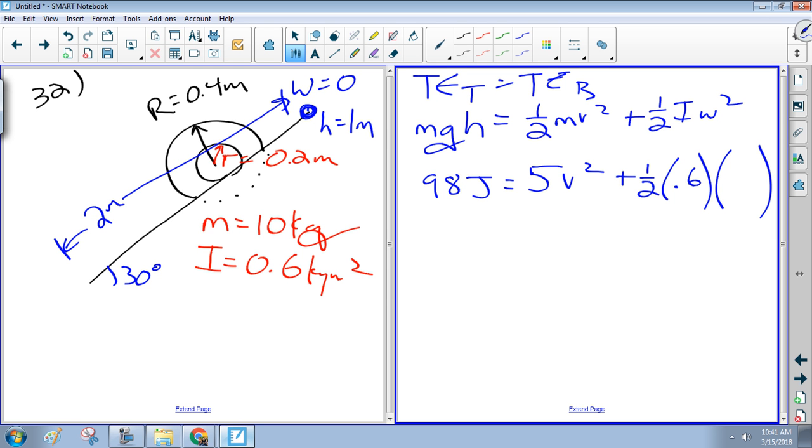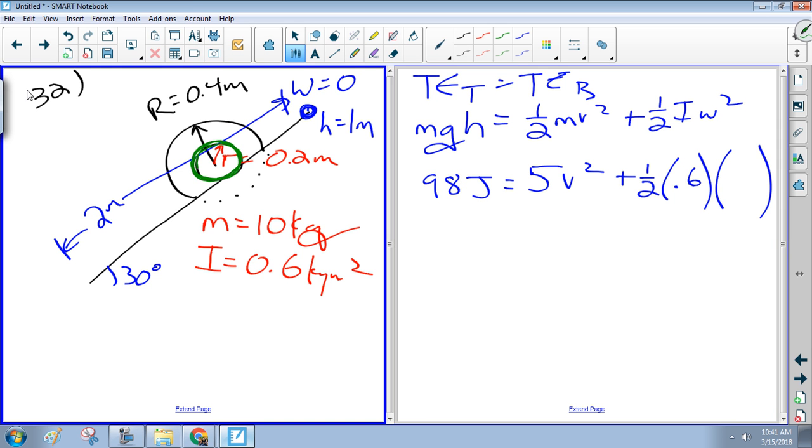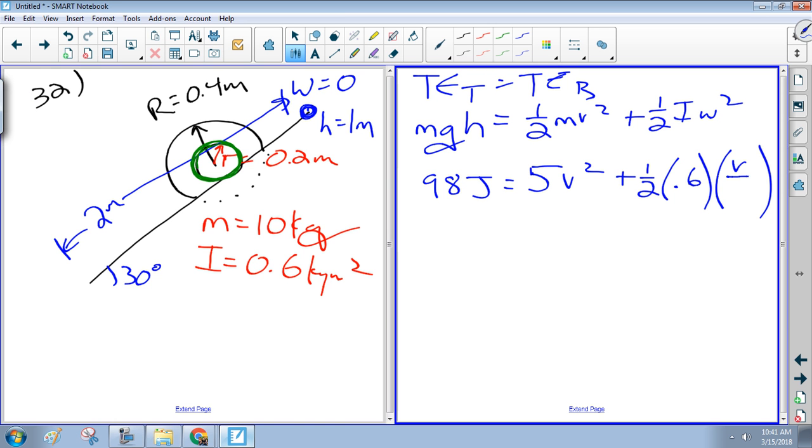So yeah, omega is V over R. Which R? This is like the one thing that you gotta be careful of. It's the smaller one, because it's rolling about this smaller radius. Right? And so that's where it's smooth rolling at that point. So that's where the connection between your linear and your angular occurs. Okay? So it should be V over 0.2 squared.